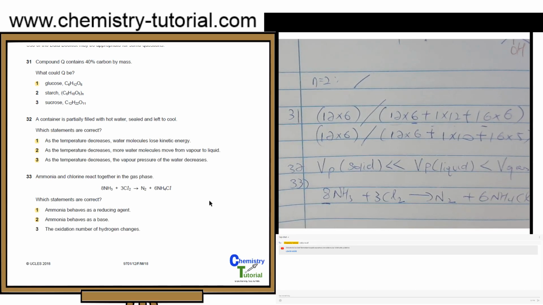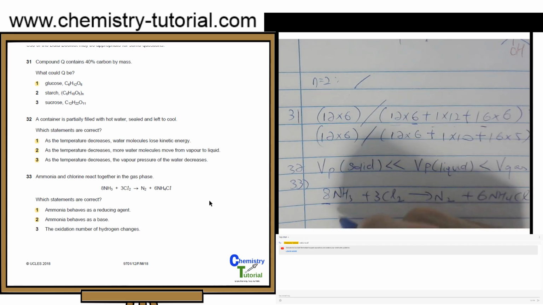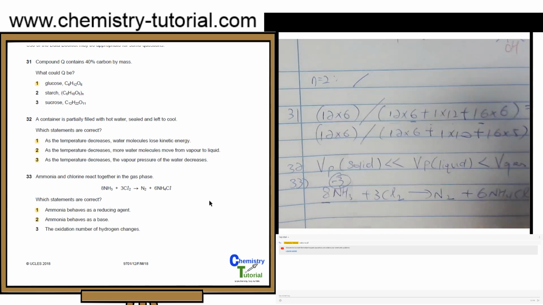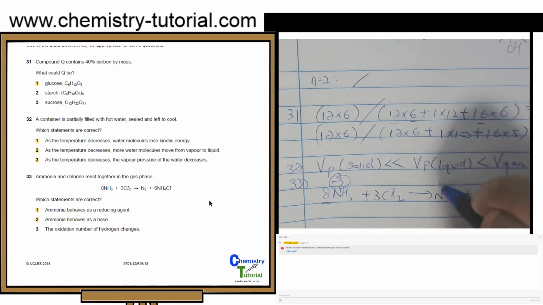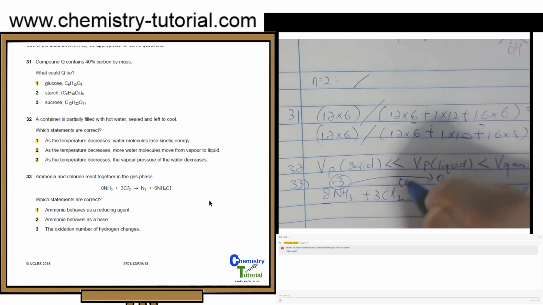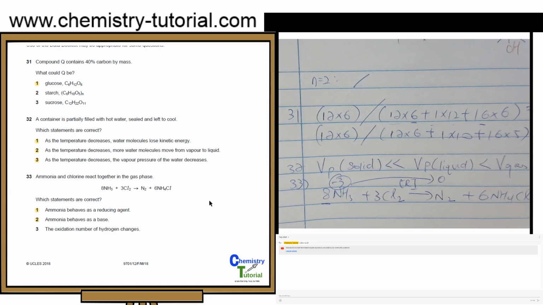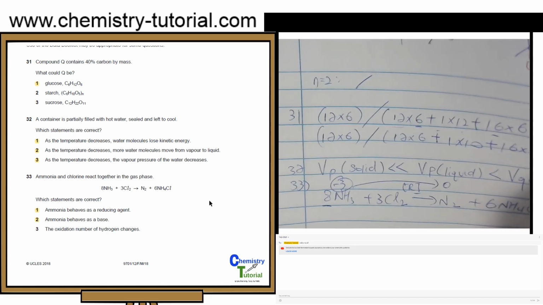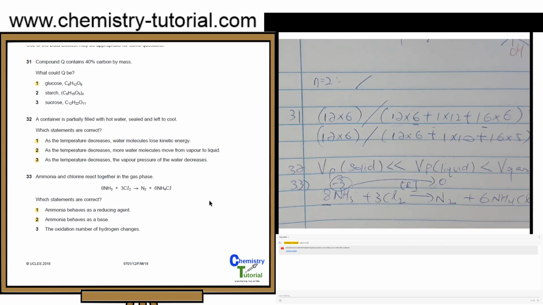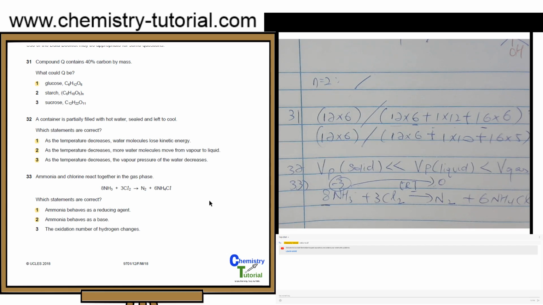Now, the oxidation state of nitrogen in NH3 is -3. The oxidation state of nitrogen in N2 is 0. Therefore, it has been oxidized, sorry. If it has been oxidized, that means it's serving as a reducing agent. So option 1 is correct.